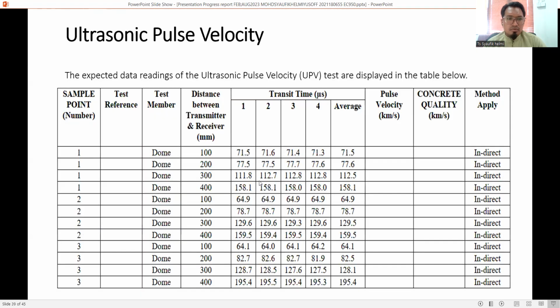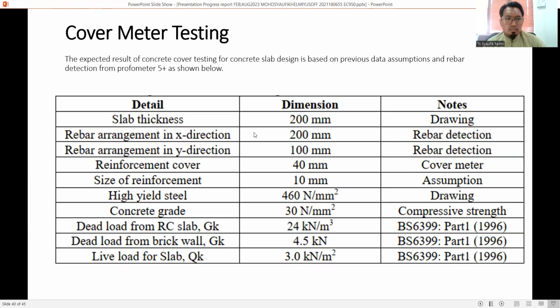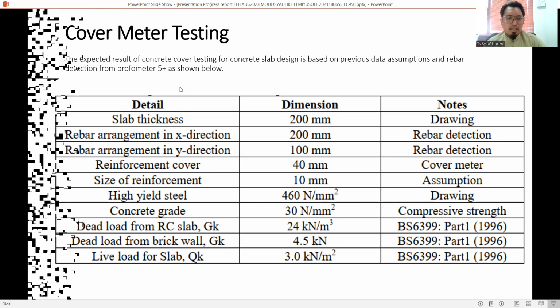Okay, the expected result for the next is the ultrasonic pulse velocity. This table for the data collection continues to the next data method, and the second one is cover meter testing, expected by using the Profometer 5 plus. This is the apparatus used for the cover meter testing.